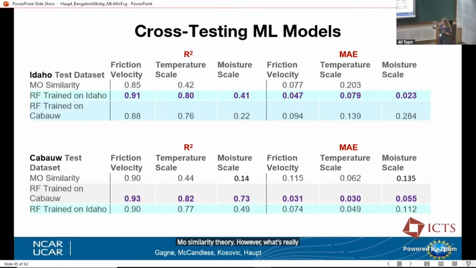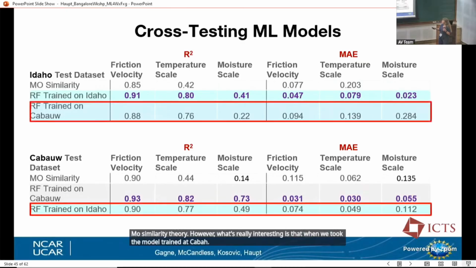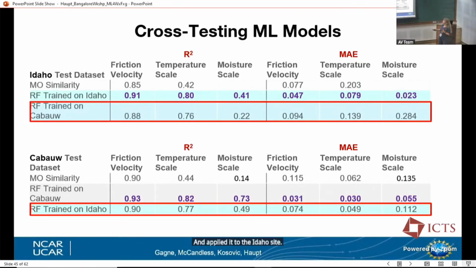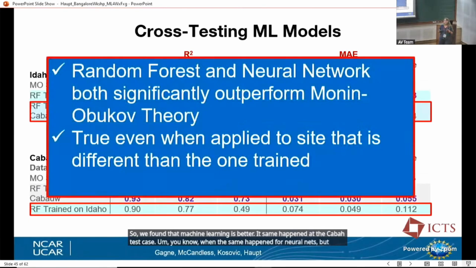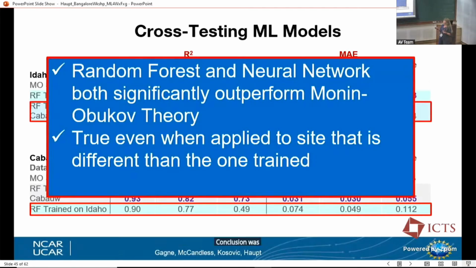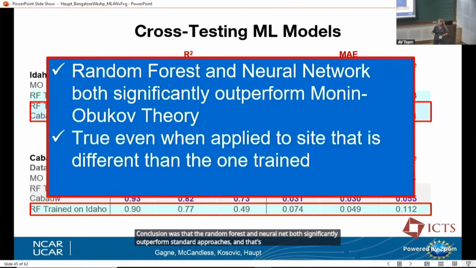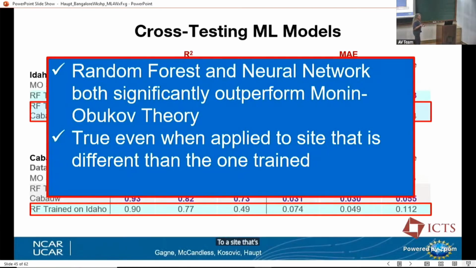However, what's really interesting is that when we took the model trained at Cabauw and applied it to the Idaho site, it still beat MO similarity theory. So we found that machine learning is better. The same happened at the Cabauw test case, and the same happened for neural nets. But the conclusion was that the random forest and neural net both significantly outperform standard approaches. And that's true even when applied to a site that's different from the one that it was built for. Okay, that was 2 cases.